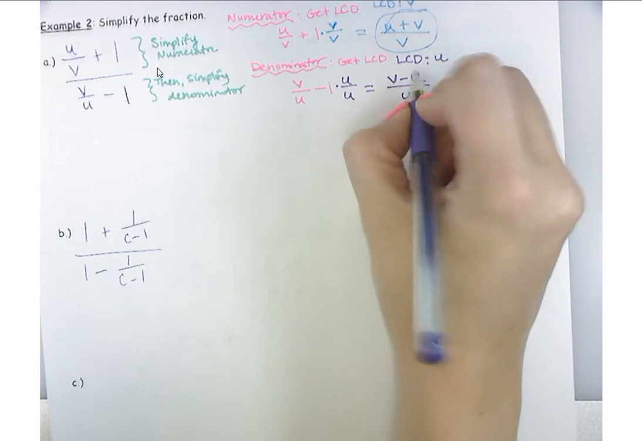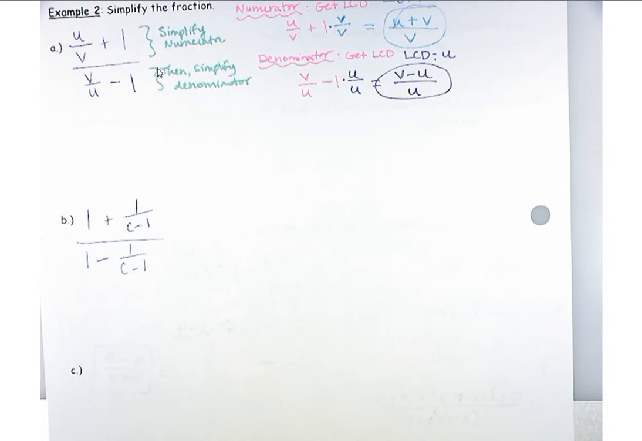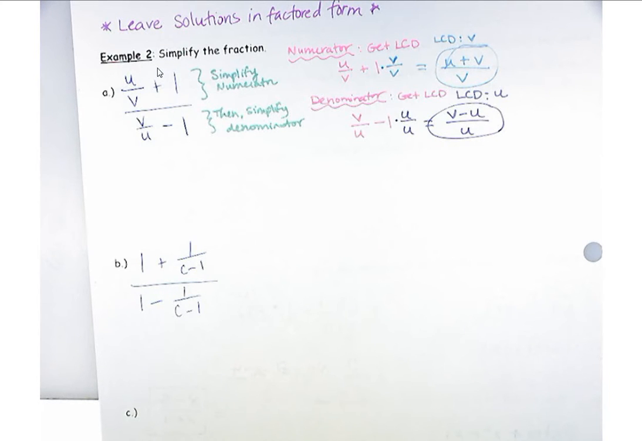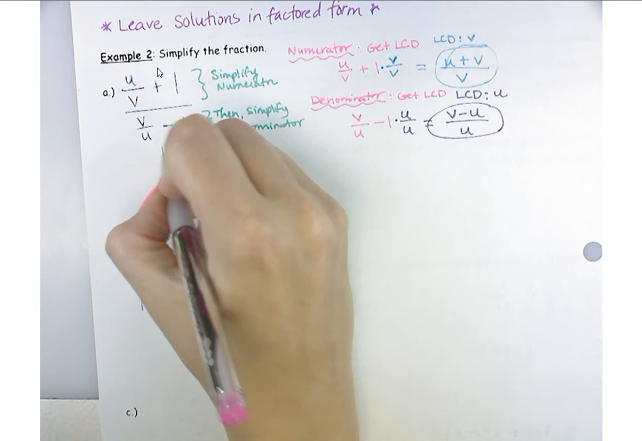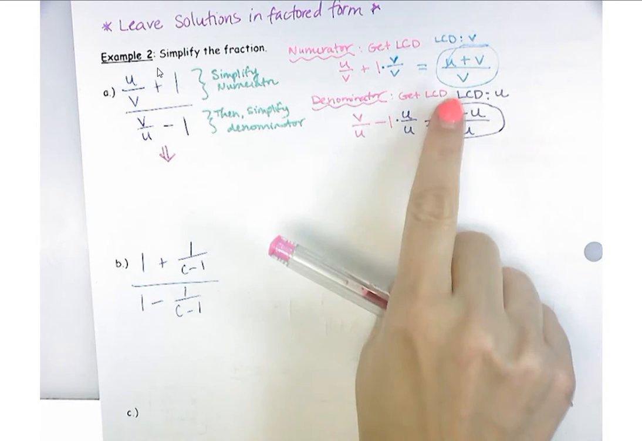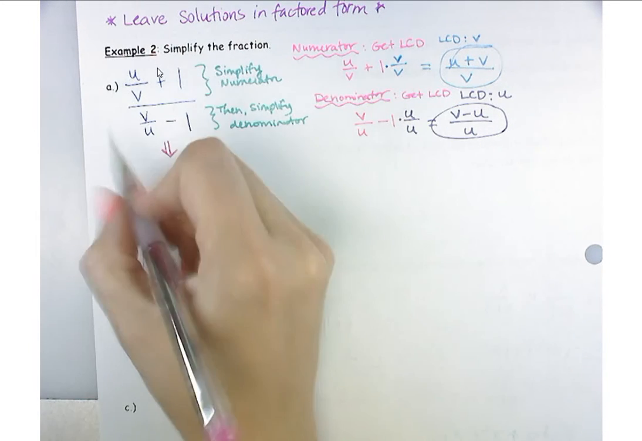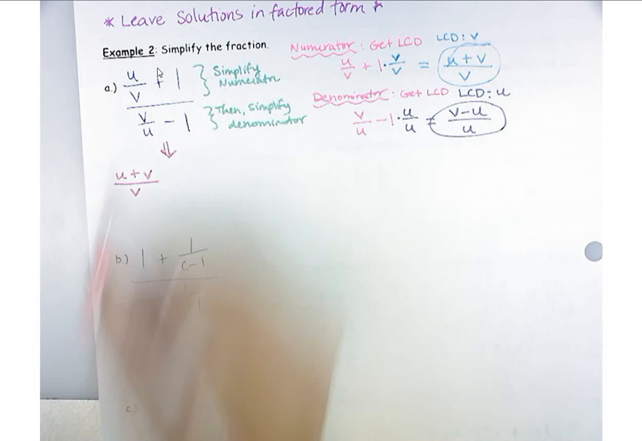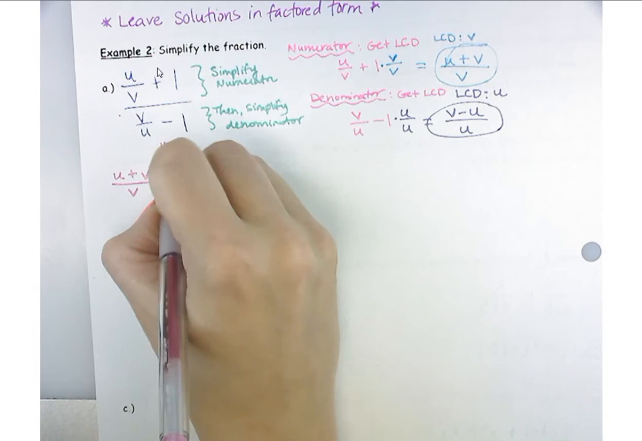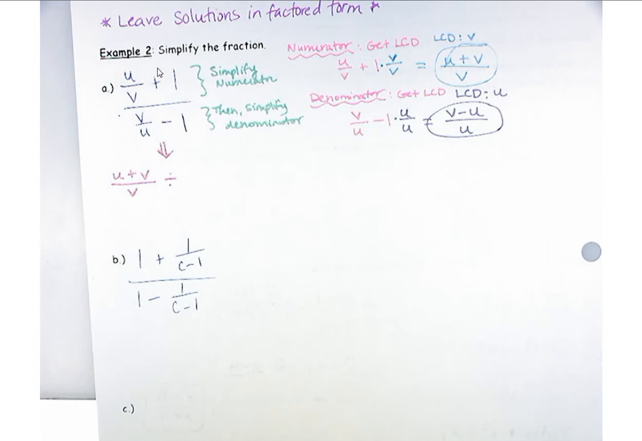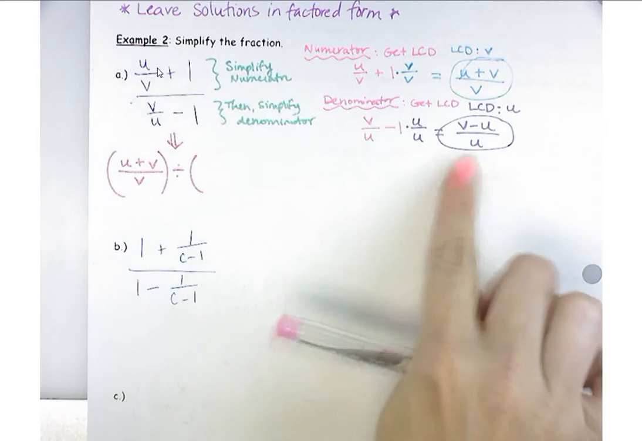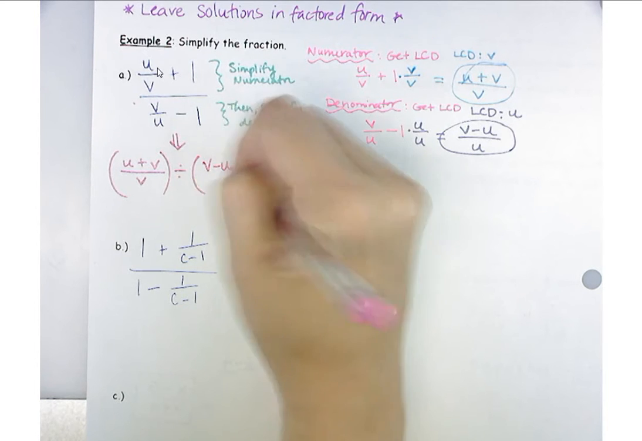Perfect. And Emma, go ahead and just tell me what you got. Perfect. Okay, so after you simplify the numerator and denominator, what I want you to remember is that you are just dividing fractions. So we are going to rewrite this, okay? If this is my numerator, I'm going to write it as u plus v over v. And this fraction bar means division. So what I'm doing is taking the numerator and dividing it by my denominator. All I've done is just simplified them.